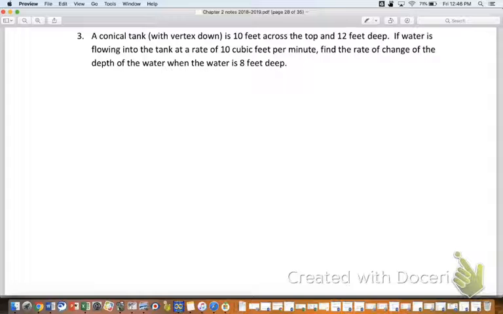Let's read it for meaning. I'll read it out loud. It says, a conical tank with vertex down. Can you picture it? Conical tank with vertex, the pointy part, down? Okay. 10 feet across, 12 feet deep. If water is flowing into that tank at a rate of 10 cubic feet per minute, find the rate of change of the depth of the water when the water is 8 feet deep.